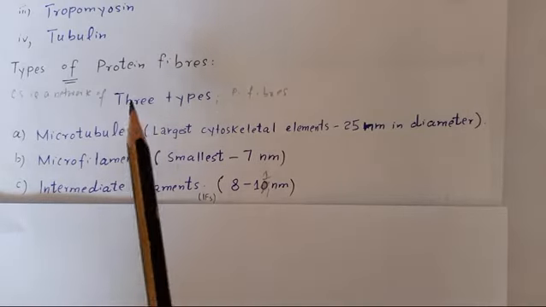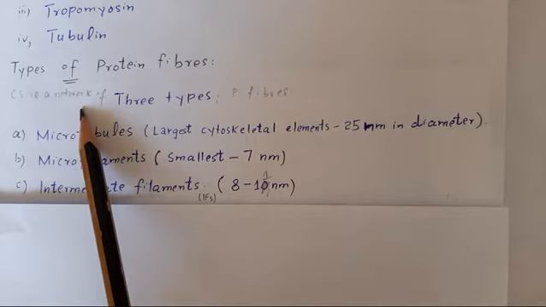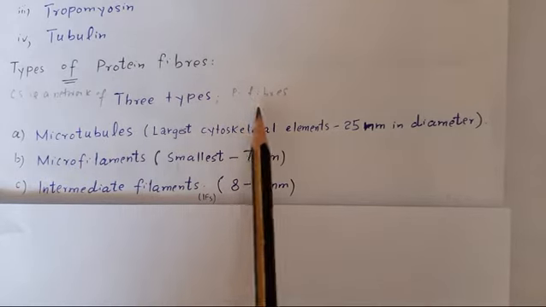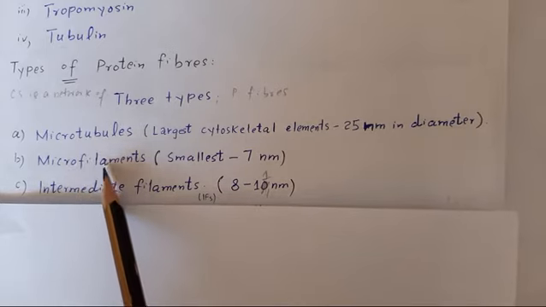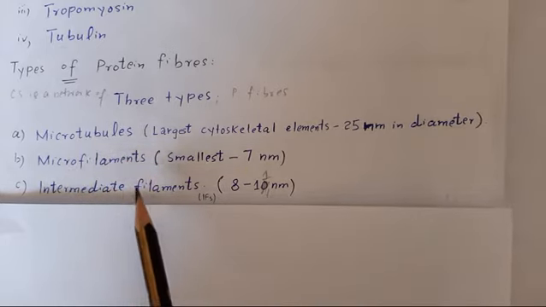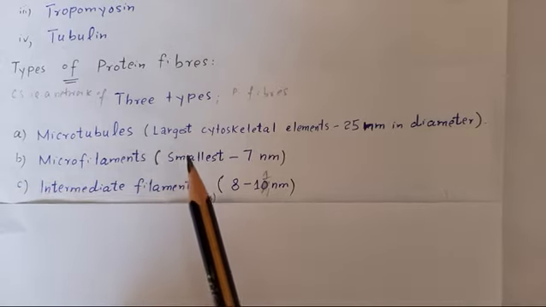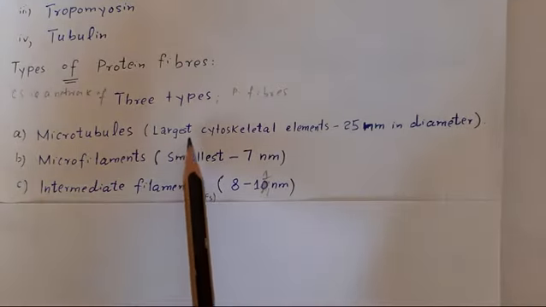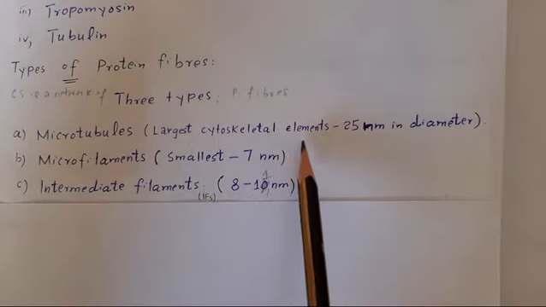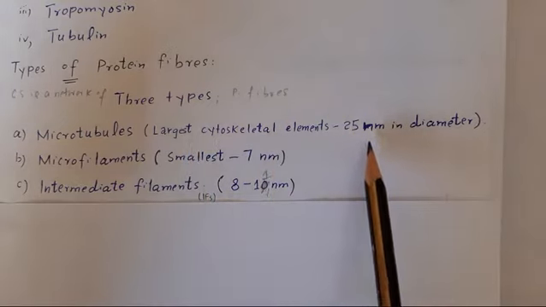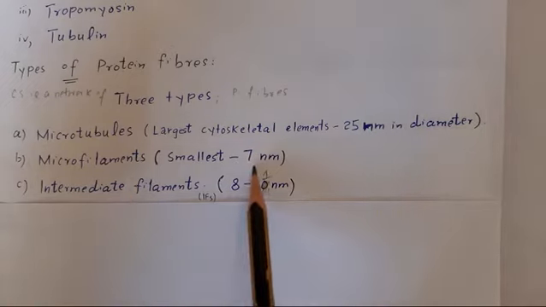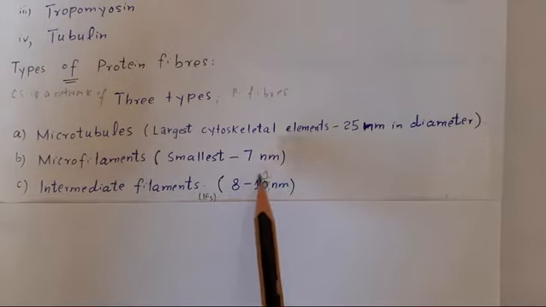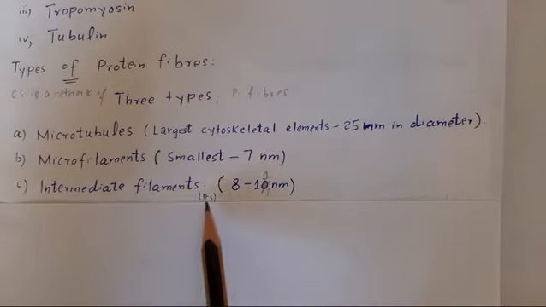Now types of protein fibers. The cytoskeleton is a network of three types of protein fibers. Number 1, microtubules, number 2, microfilaments and number 3, intermediate filaments. Microtubules are the largest cytoskeletal proteins, 25 nanometer in diameter. Microfilaments are the smallest, having 7 nanometer in diameter, and intermediate filaments 8 to 11 nanometer.